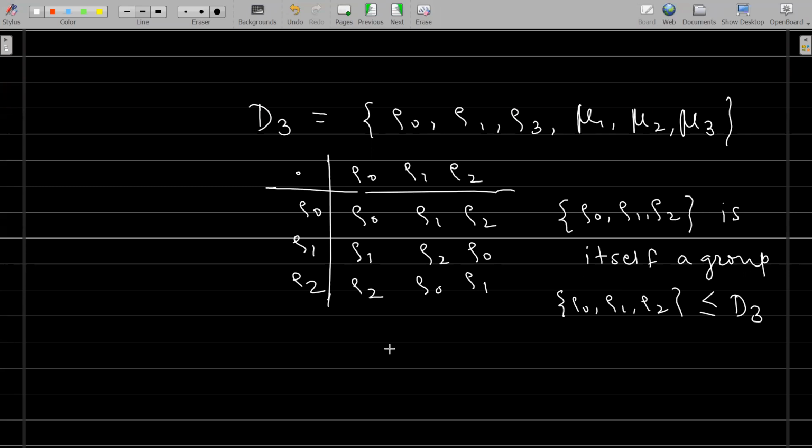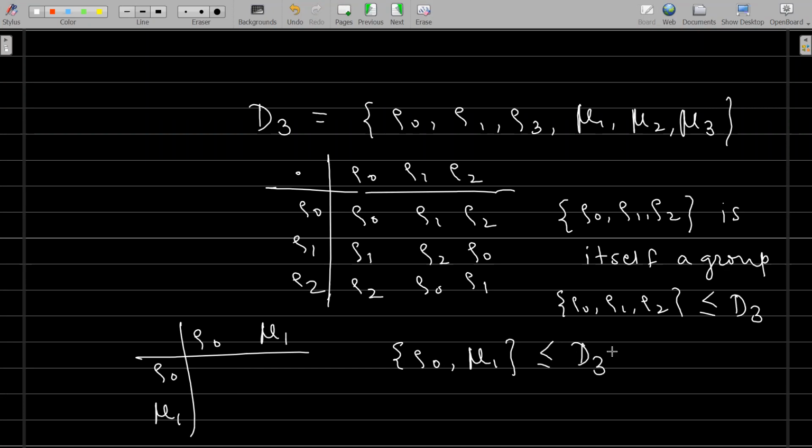Or similarly, you can check just this one. You can quickly construct a table: rho naught, identity, and mu1. Note, identity is a necessary element of a subgroup because it is itself a group. And we have also proved the identity remains the same. The original identity of G will also be the identity in H. So I need the same identity element in the subgroup also. So one sure element of a subgroup is the identity.